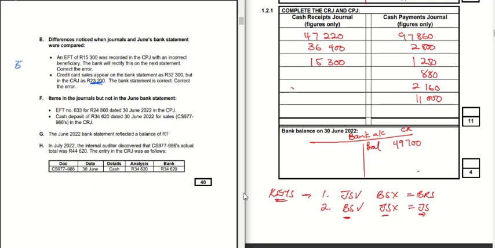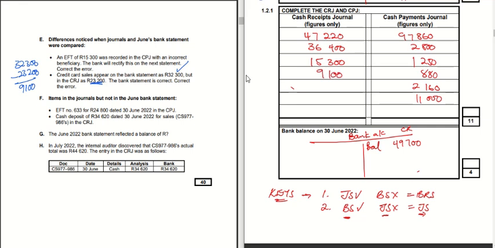So it's going to be 32,300, and if we get the difference with 23,200, the difference will become 9,100. So the credit card sales appear on the bank statement as that, but in the CIJ the bank statement is correct. So the CIJ is understated by 9,100. So I come here, I add 9,100.